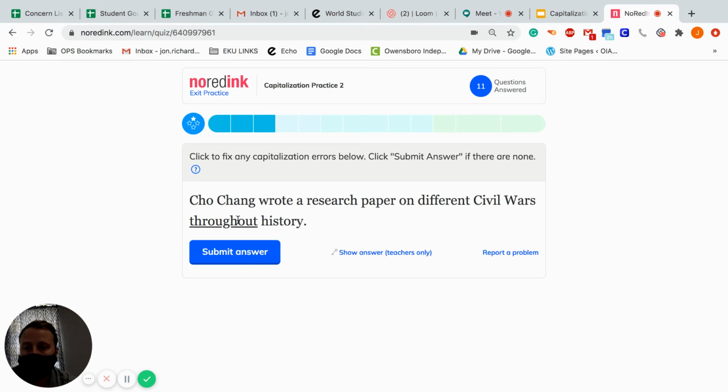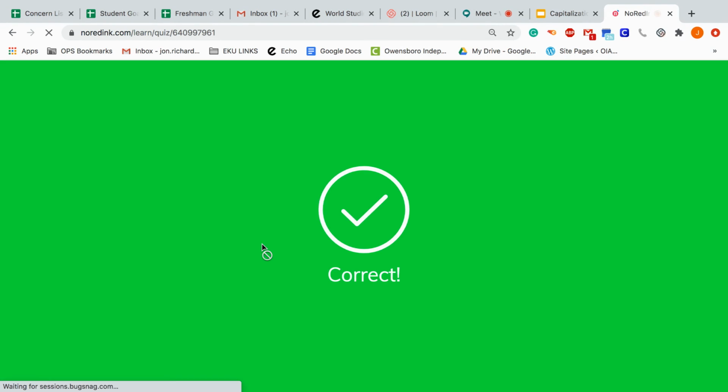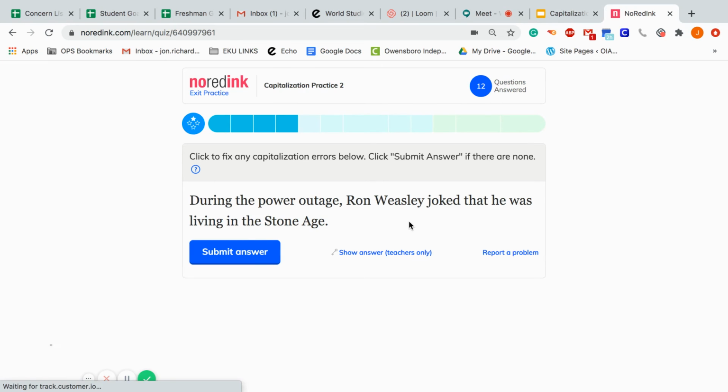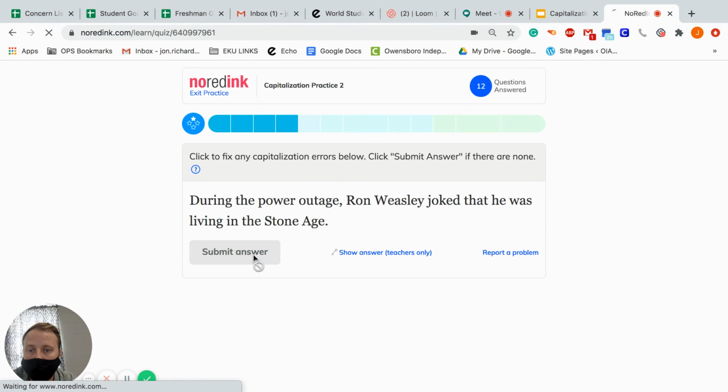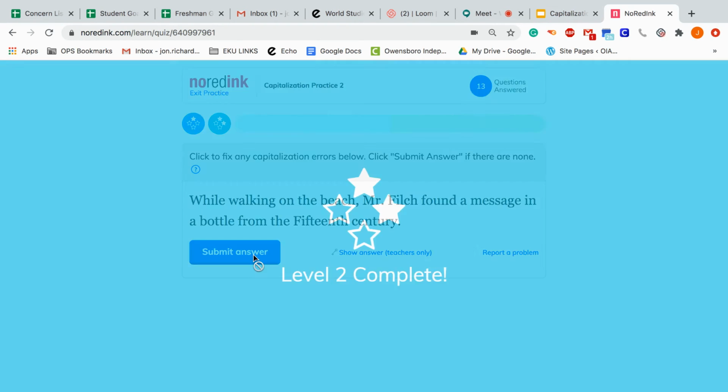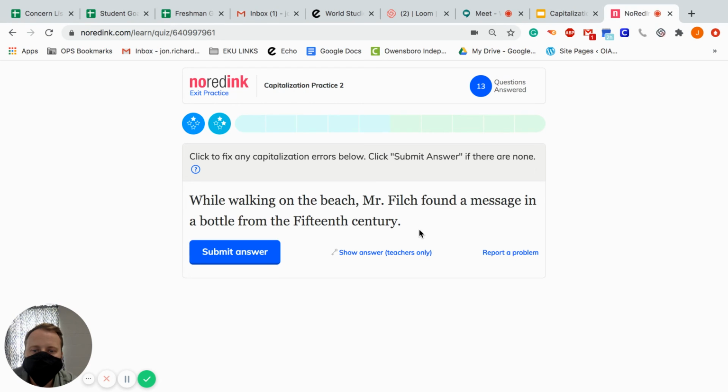Cho Chang wrote a research paper on different civil wars throughout history. This isn't speaking about a specific civil war, so we don't capitalize it. During the power outage, Ron Weasley joked that he was living in the Stone Age. Stone Age is specific, so we do capitalize it. While walking the beach, Mr. Filch found a message in a bottle from the 15th century. We don't capitalize 15th century.